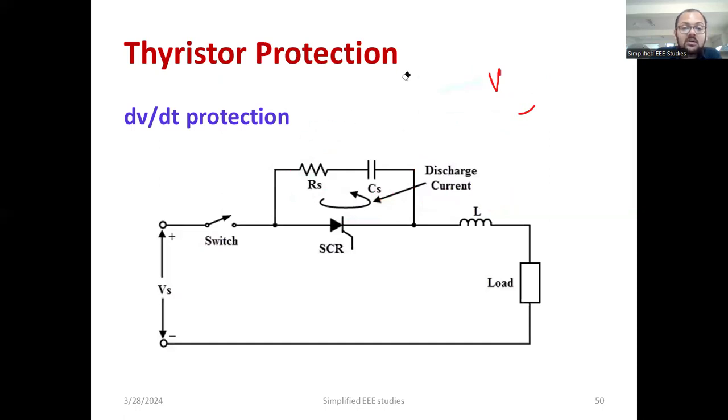So this type of protection is known as dV by dt protection. What is the method to adopt for dV by dt protection? We require a snubber circuit. What is a snubber circuit? It is known as an RC circuit. How is it connected? It is connected in parallel to the SCR.